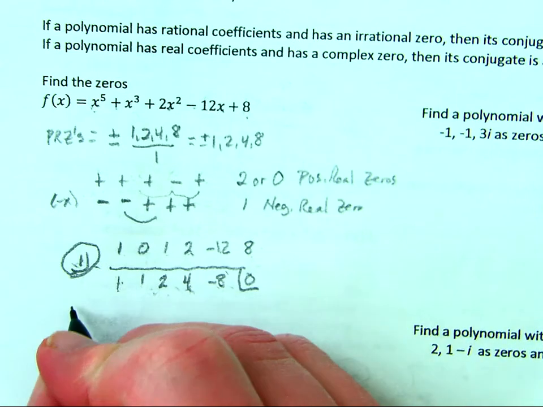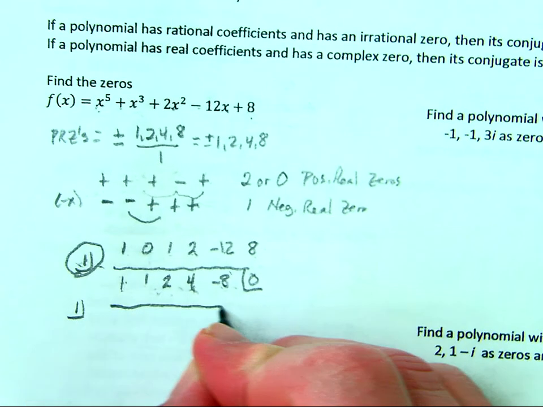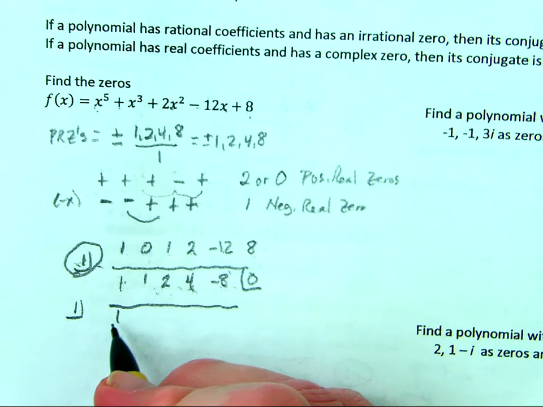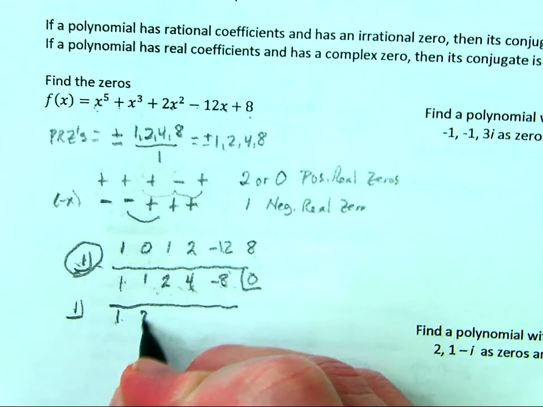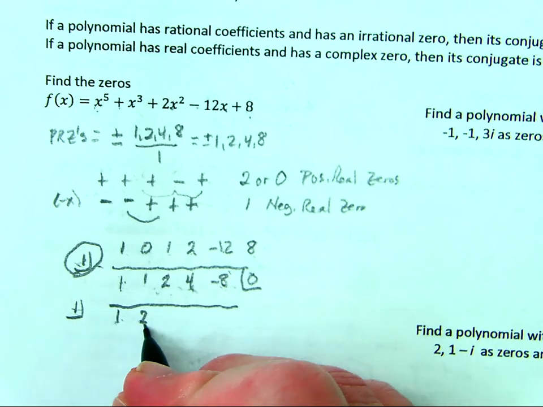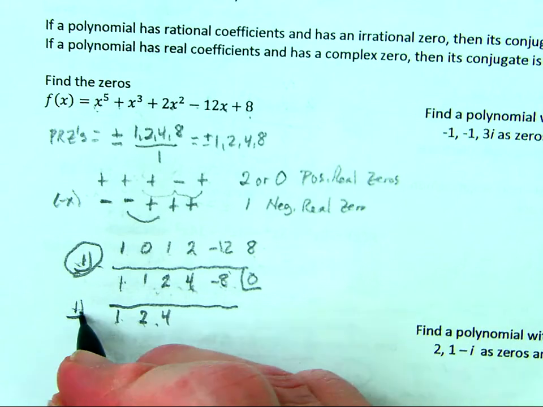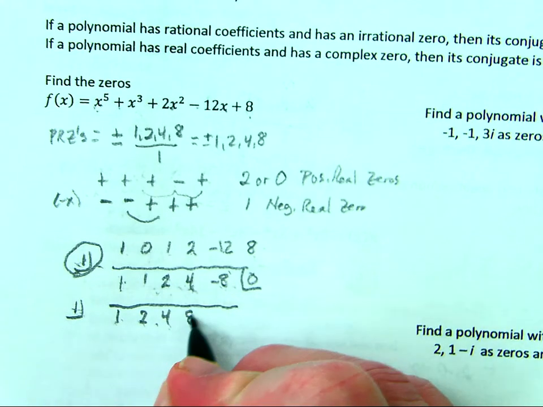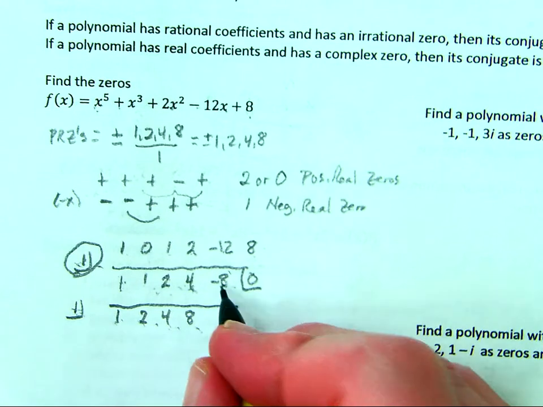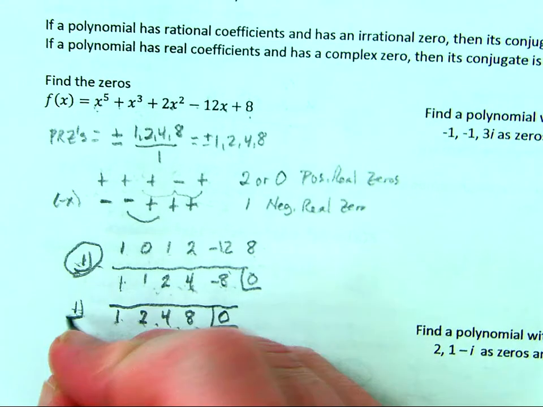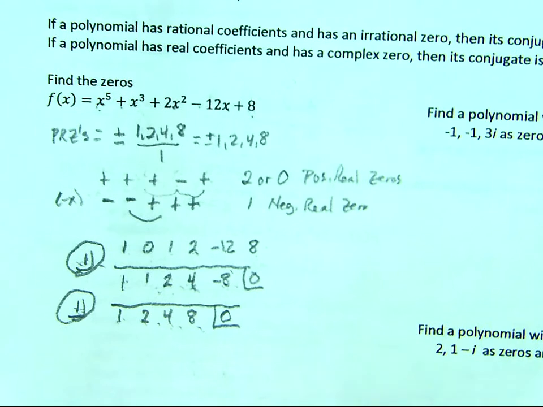So let's take our leftovers and use 1 again. So bring down the 1. 1 times 1 is 1, plus 1 is 2. 2 times 1 is 2, plus 2 is 4. 4 times 1 is 4, plus 4 is 8. And 8 times 1 is 8, plus a negative 8 is 0. So 1 worked again. Now we're down to 4 numbers.